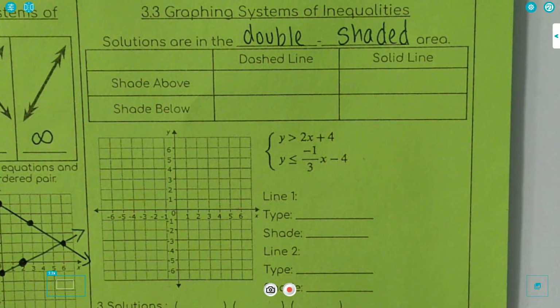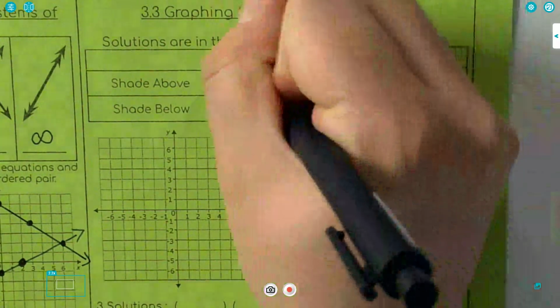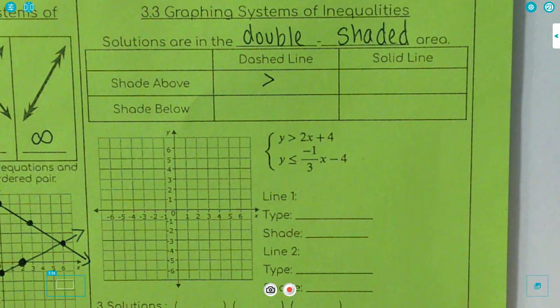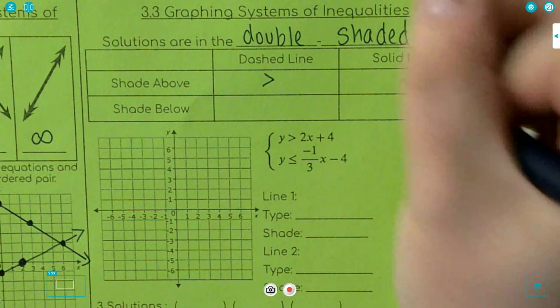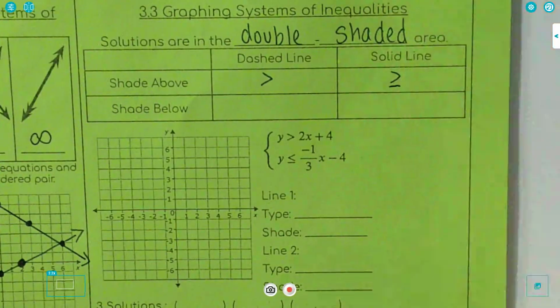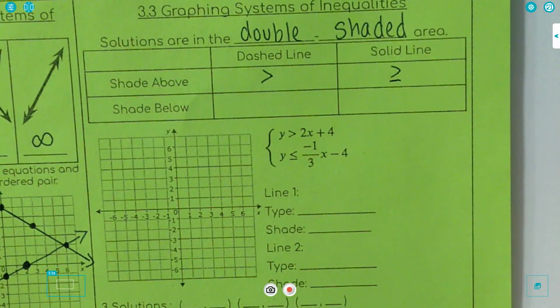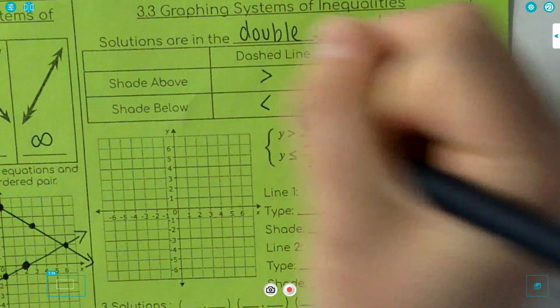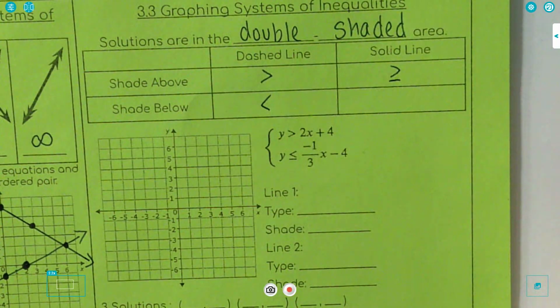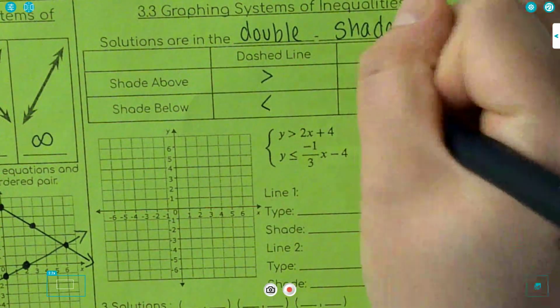You shade above a dashed line for a greater than symbol. You shade above a solid line for greater than or equal to. You shade below a dashed line for a less than symbol. You shade below a solid line for less than or equal to.